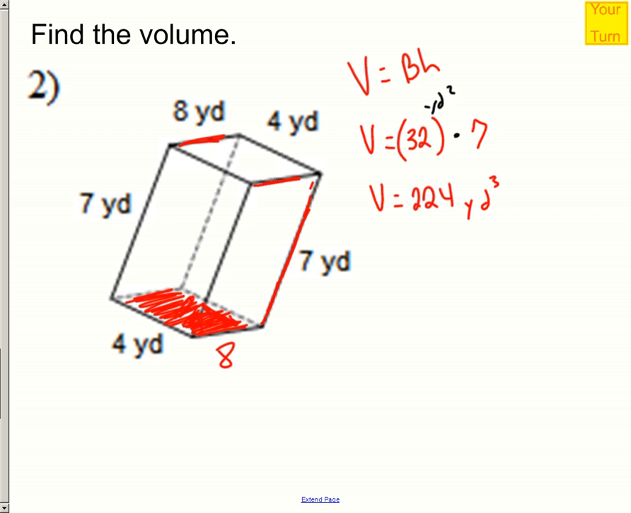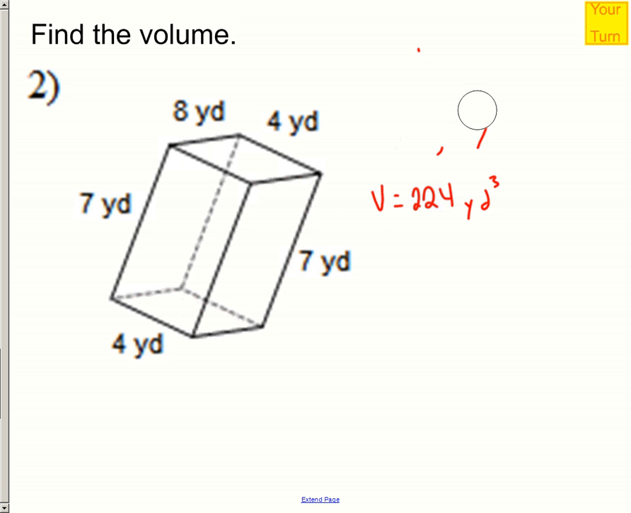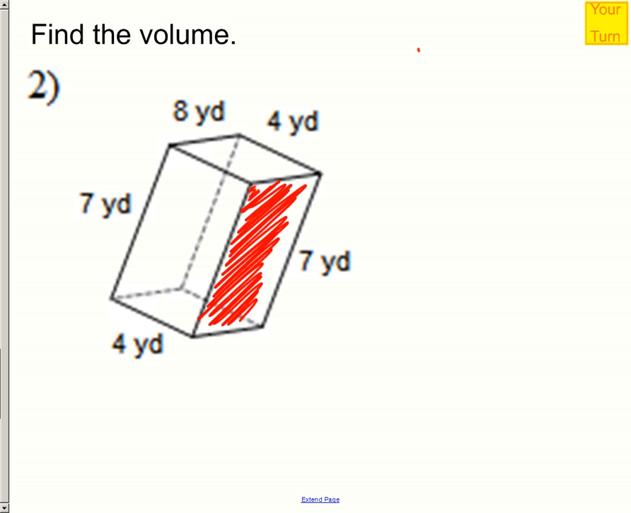Now, before we move on to the other two examples, and we only got 2 others on here, I wanted to show you if you picked a different face to be the base. And you can do that with prisms. Can't do that with cylinders. Can't do that with pyramids. Can't really do it with cones. But you can do it with prisms. You can choose one face and go, what's the area of that face?